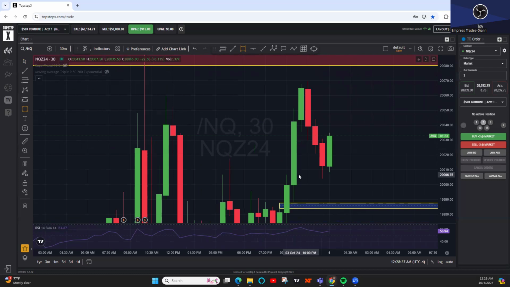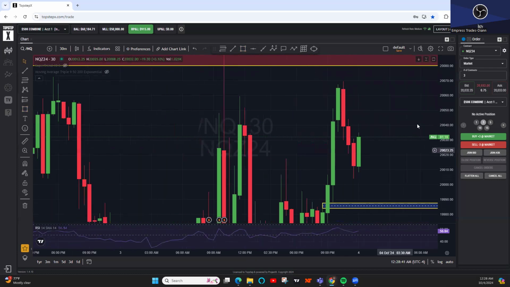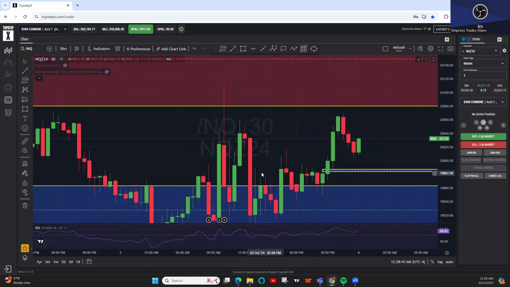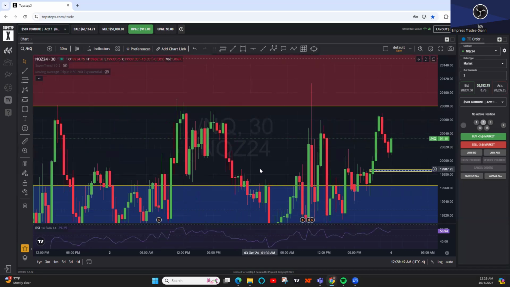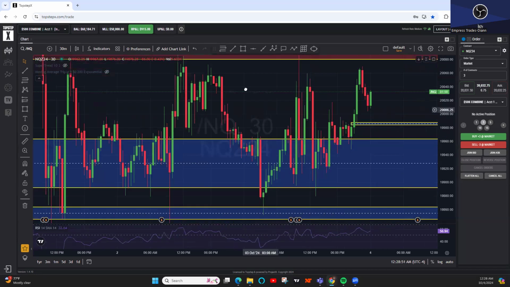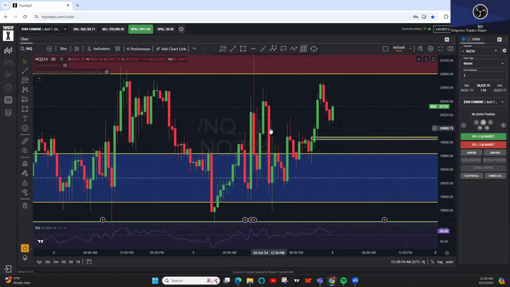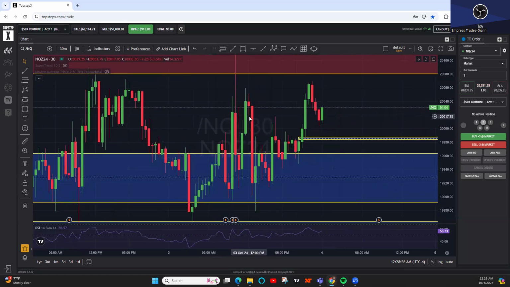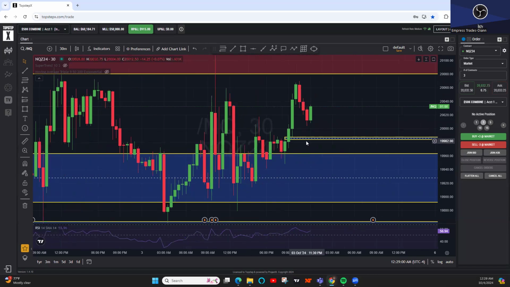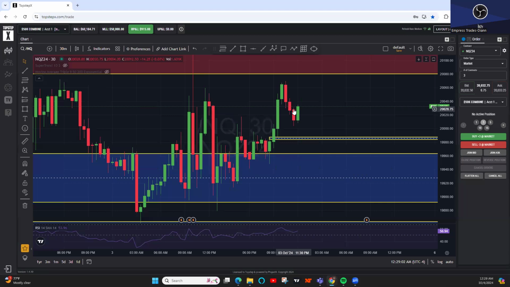Yeah, there isn't a gap here. Let's see. I don't really see anything here. So right now we're coming up. This is being updated.